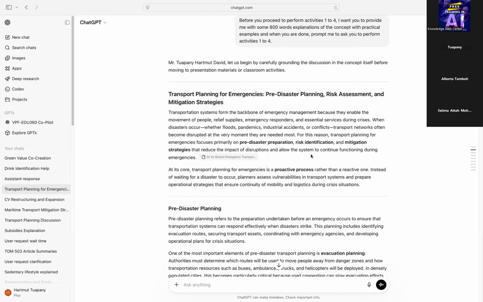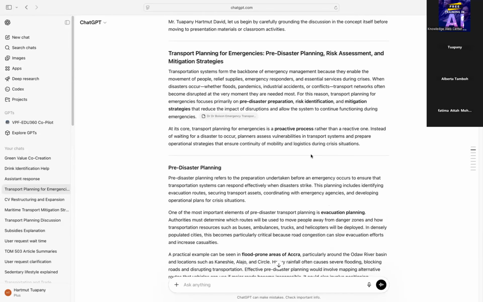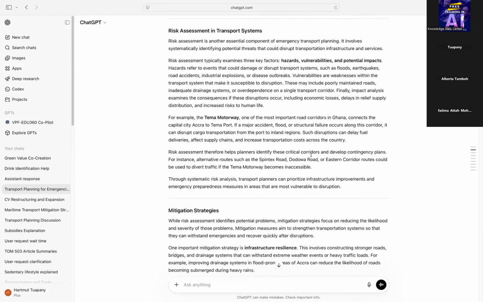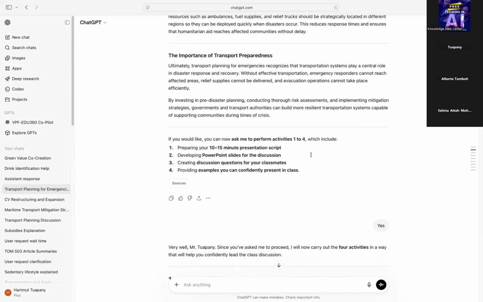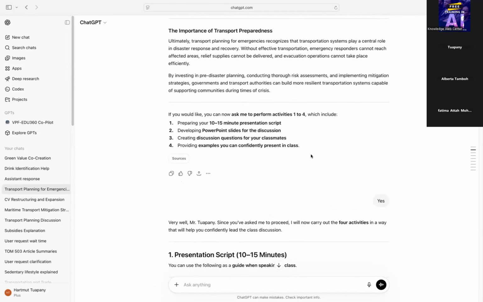And it says that Mr. Twapani David, let us begin by carefully grounding the discussion in the concept itself before moving to presentation materials or classroom activities. And then it says transport planning for emergencies, pre-disaster planning, risk assessment, and mitigation strategies. And they gave me all this. It also asked me if I would like, I can now ask it to perform the activity 1 to 4.